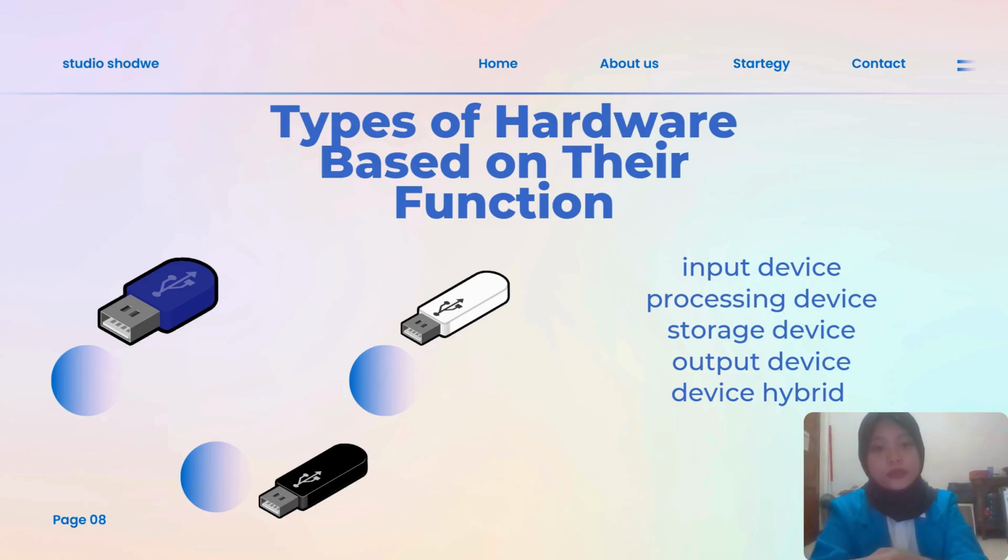And three, storage device. This hardware functions to store data in various forms. And four, output device. Output devices display the result of data processing, like monitor, printer, speaker. And the last, hybrid device. Some hardware has dual function as input and output, such as touchscreen and external hard disk.